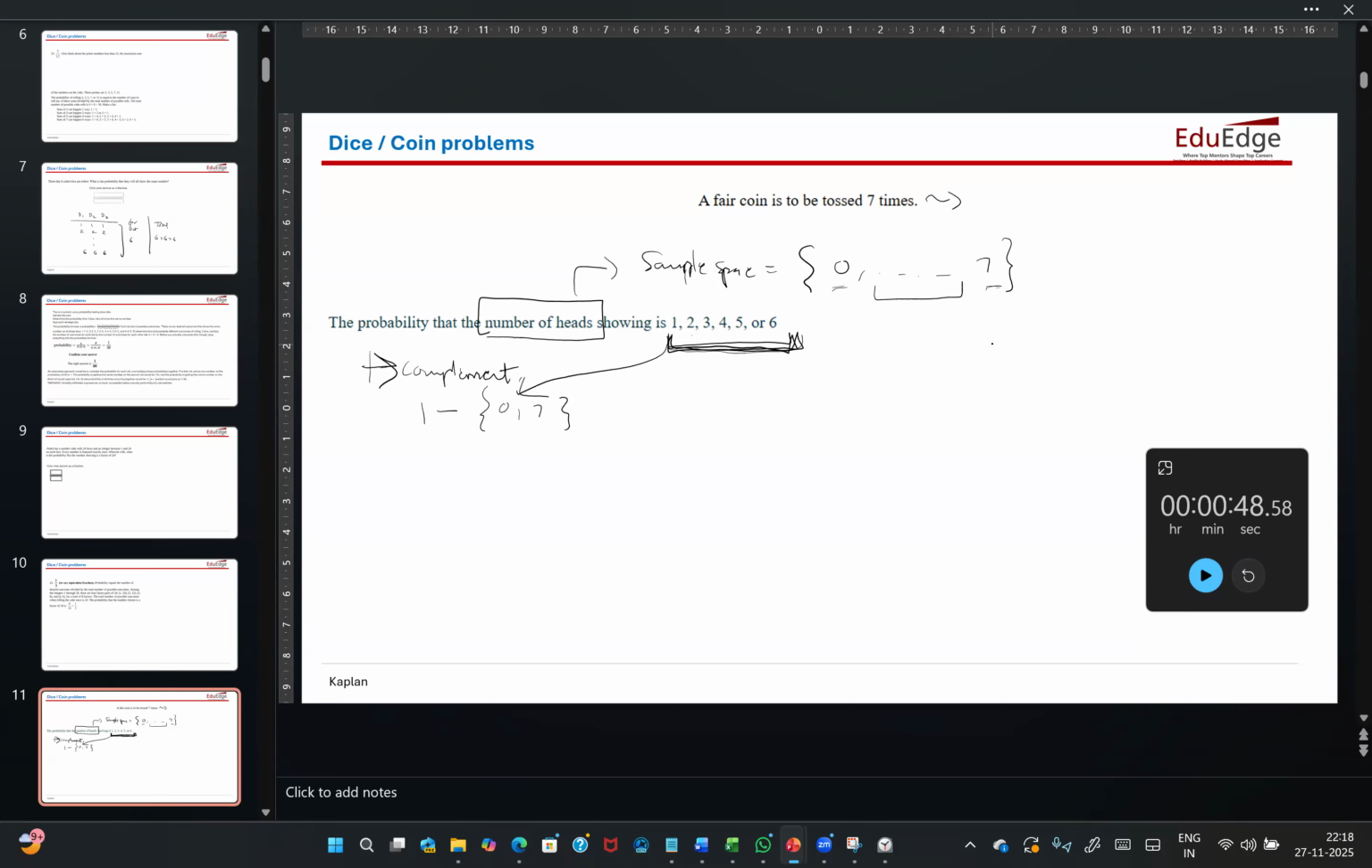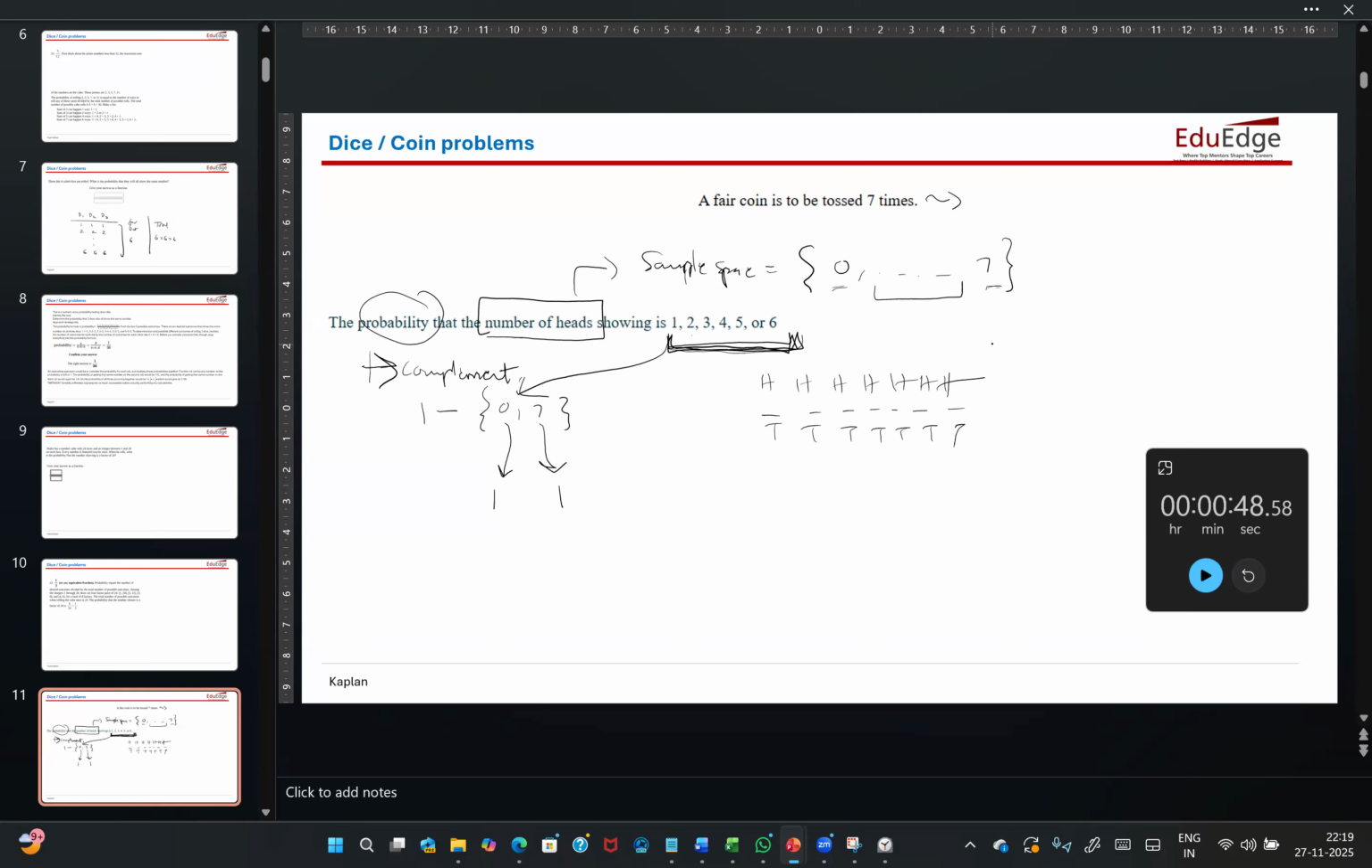Now, probability of getting 0 heads is what? It means all are tails only. There's only one way in which all are tails. So these are 7 coin tosses, all tails, so that is only one way of getting it. And what about 7? Only one way of getting 7 heads, all heads. One way. But we are asked about probability.